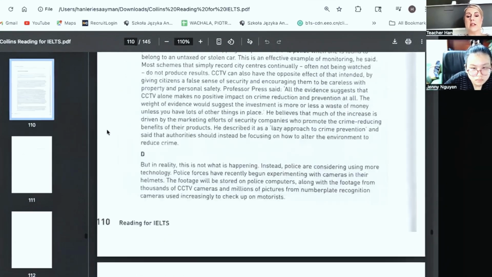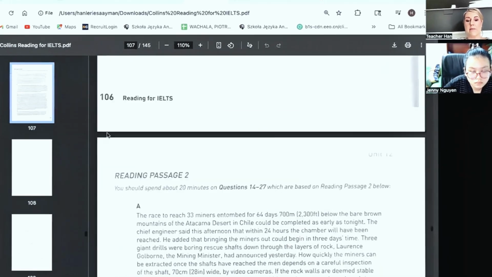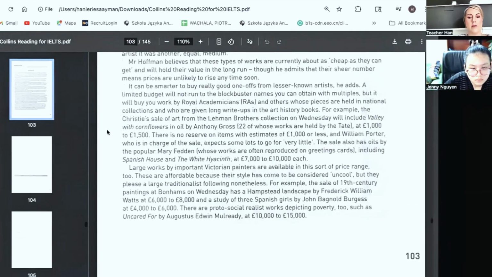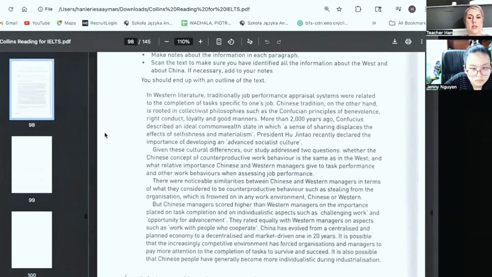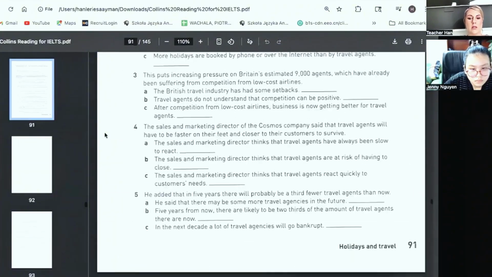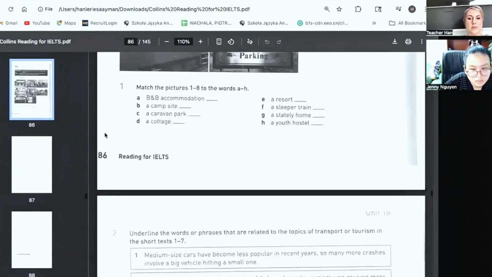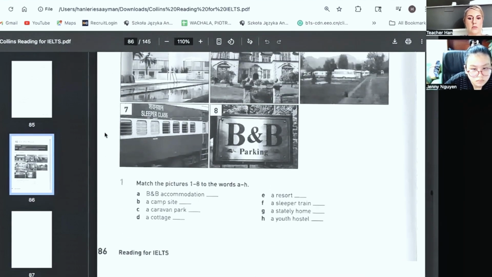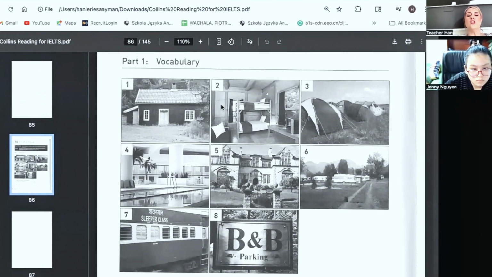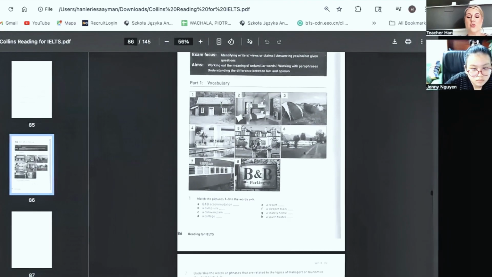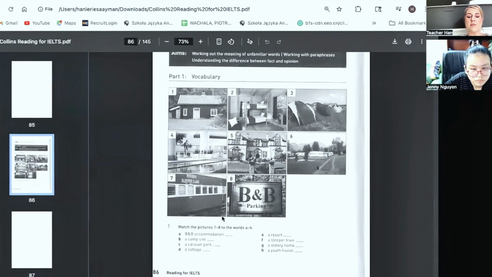Okay, so now we have concluded the exam part. There we go. The practical exam. Just want to go back to this one. Okay, so vocabulary. So number 1 to number 8, you remember those? Can you match the pictures number 1 to 8 with the words A to H?